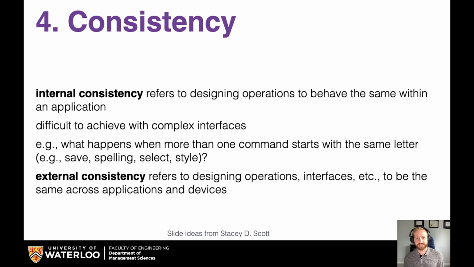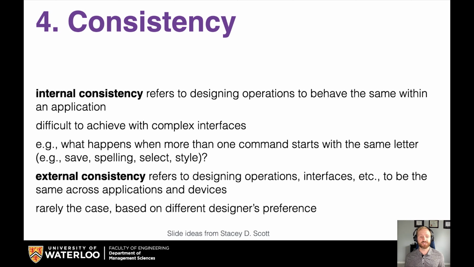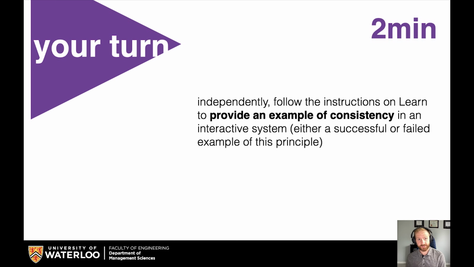External consistency refers to designing operations, interfaces, etc. to be the same across applications and devices. This is rarely the case because it's based on different designers' preference, but there are some examples. For example, I'm on a Mac which has a command button for its commands, so that's not consistent with Windows, but I can do Command C, Command O, Command S, so it's analogous, so it's somewhat consistent with the other commands on different devices.